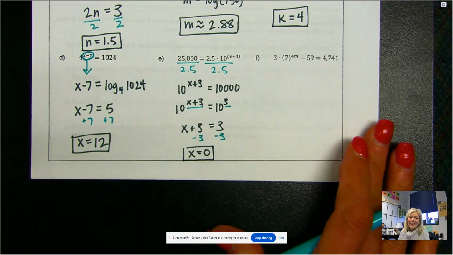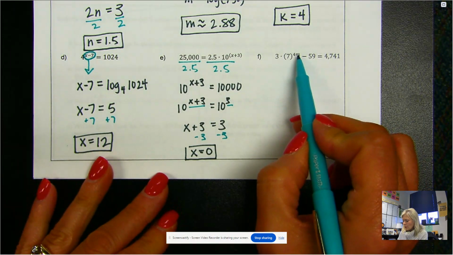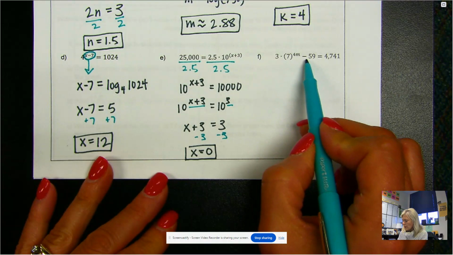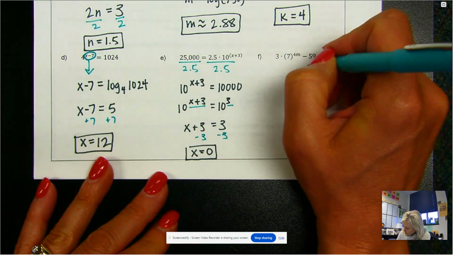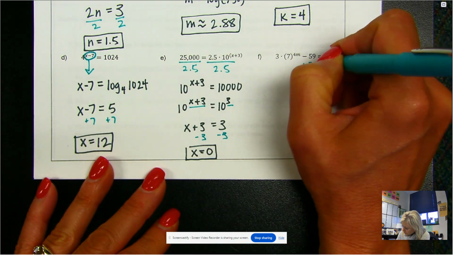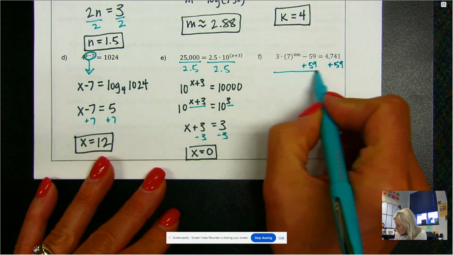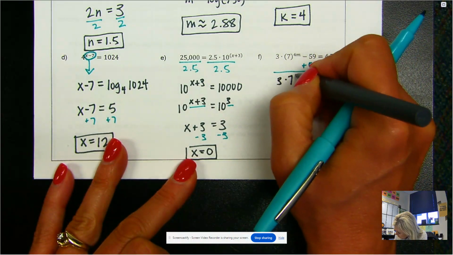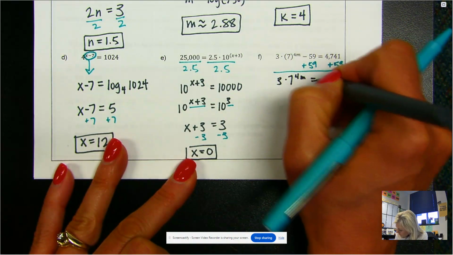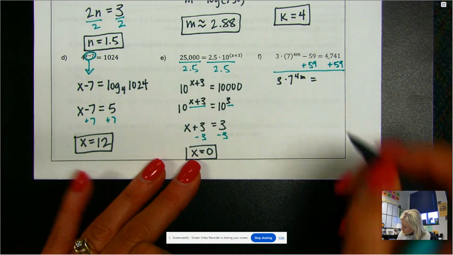And finally, the last one. So we've got a couple things going on here. Here's our base and exponent. It's being multiplied by 3 and then subtracted by 59. So we first will address the minus 59 by adding it. And so we get 3 times 7 to the 4m equals 4,740 plus 59, 4,800.